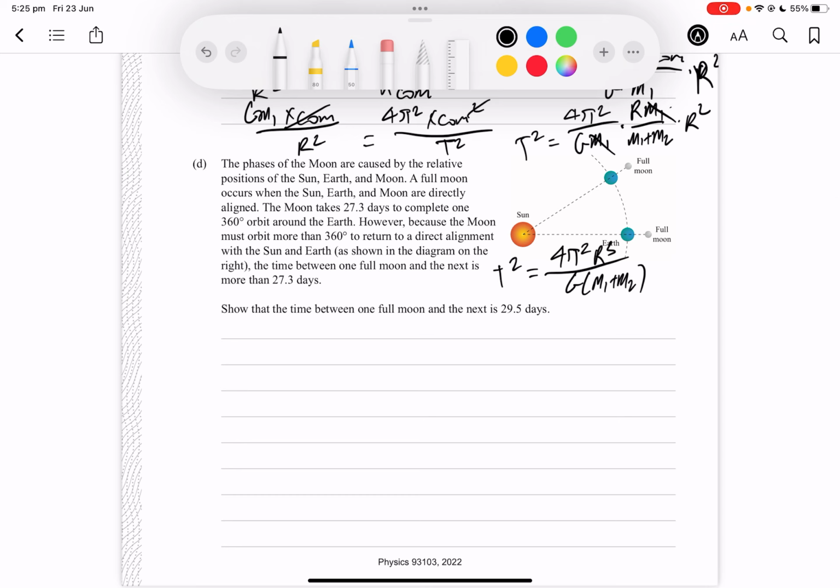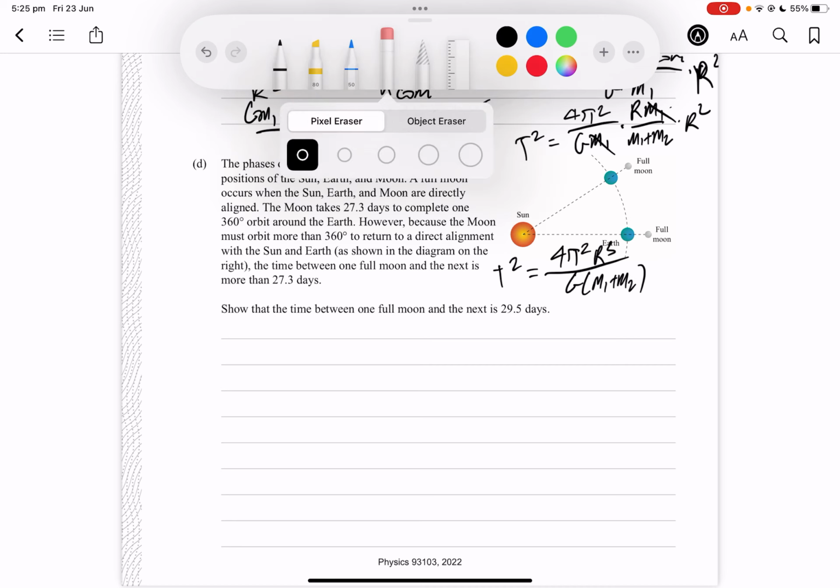Question D. The phases of the Moon are caused by relative positions of the Earth, Sun, and Moon. A full moon occurs when the Earth, Sun, and Moon are directly aligned. The Moon takes 27.3 days to complete one 360 degree orbit around the Earth. However, because the Moon must orbit more than 360 degrees to return to a direct alignment with the Sun and Earth, the time between one full moon and the next is more than 27.3 days.